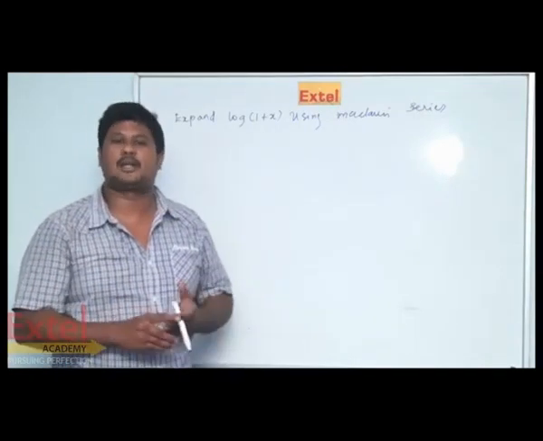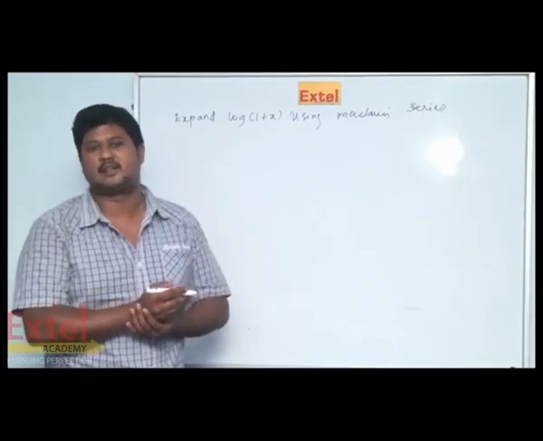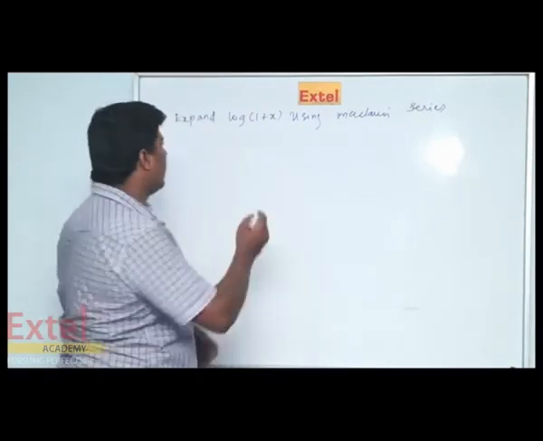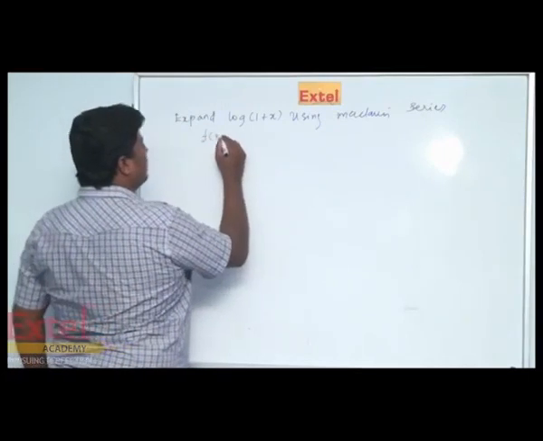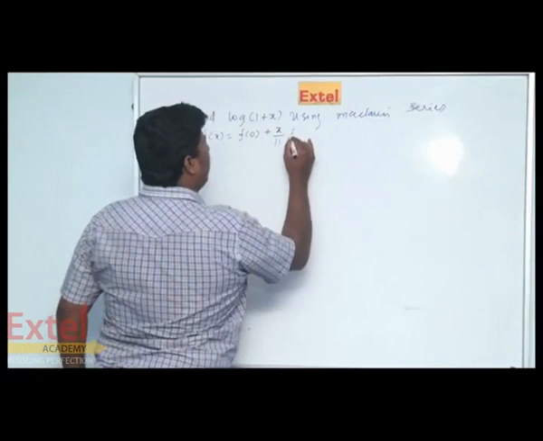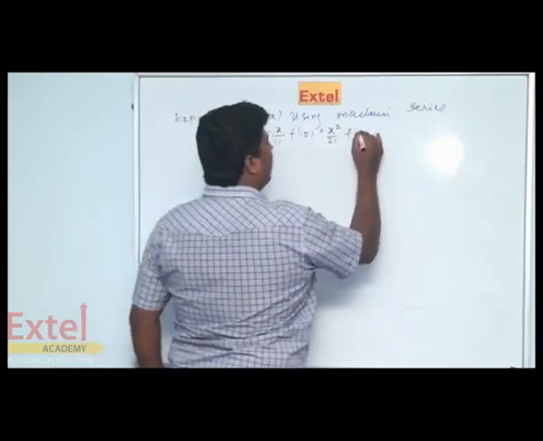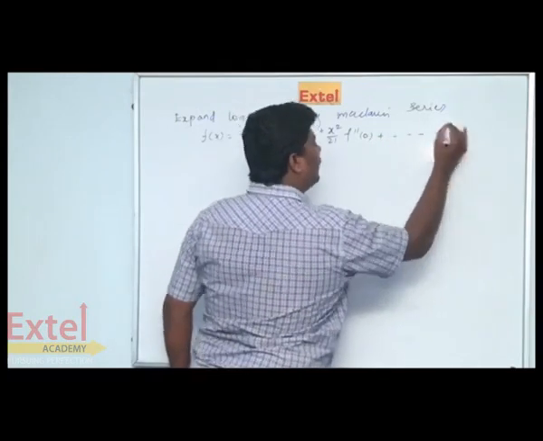So what is the formula of Maclaurin series? I have given it in the beginning of this differential calculus. That is, f of x is equal to f of 0 plus x by 1 factorial, f dash of 0, plus x square divided by 2 factorial, f double dash of 0, and so on.